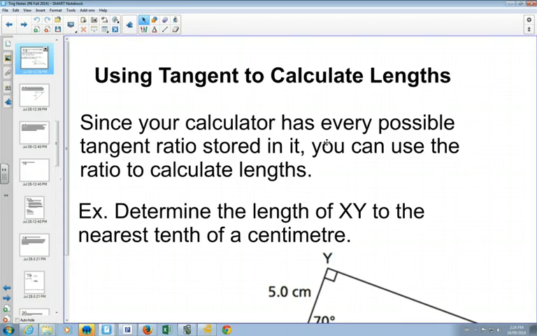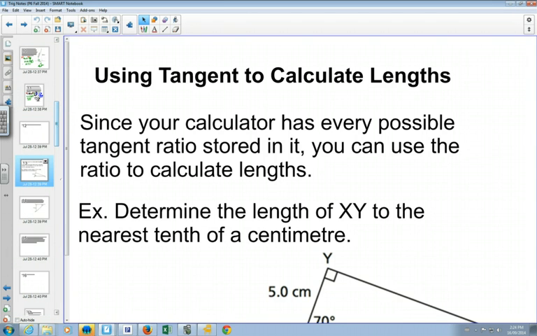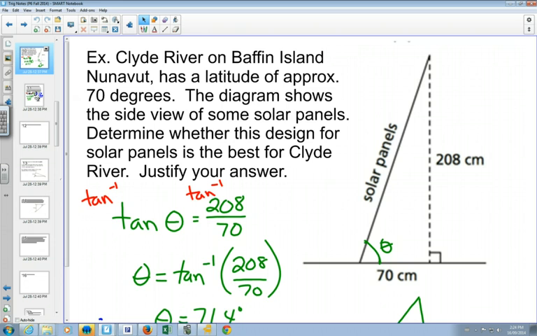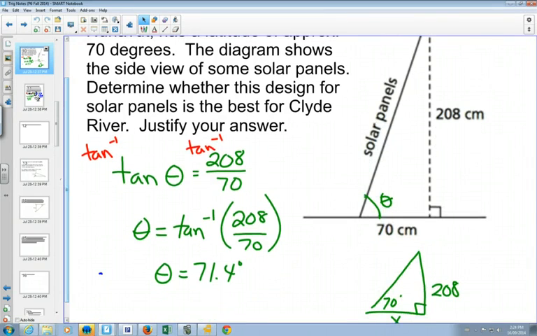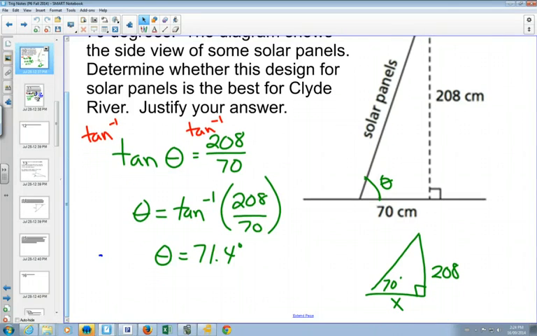So where we ended at last class, one of the examples that we did was that example with a solar panel. And we figured out theta was 71.4. That was pretty good, but not perfect, right? So then we proposed this question at the bottom. What if we put x there? Could we find that length perfectly so that we can make it exactly 70?